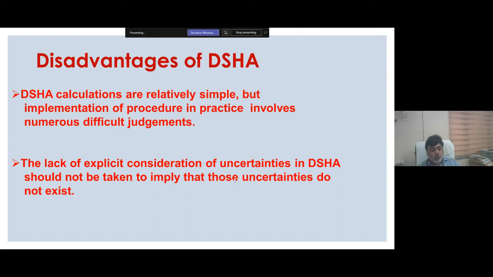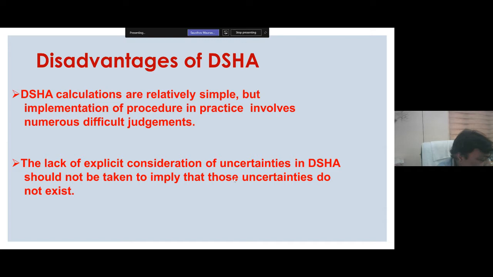So it looks like everybody thinks that deterministic seismic hazard assessment can be a good tool to understand the extent of seismic hazards. Its calculations are relatively simple, but implementation of the procedure in practice involves numerous difficult judgments. As I told you, with so many sources and so many magnitudes, it is very difficult to apply a judicious approach. Even if it is made possible, it may not be robust and not able to give you a composite idea of the disaster risk. The lack of explicit consideration of uncertainties in deterministic seismic hazard assessment should not be taken to imply that those uncertainties do not exist. That's why there are ambiguities in these processes.